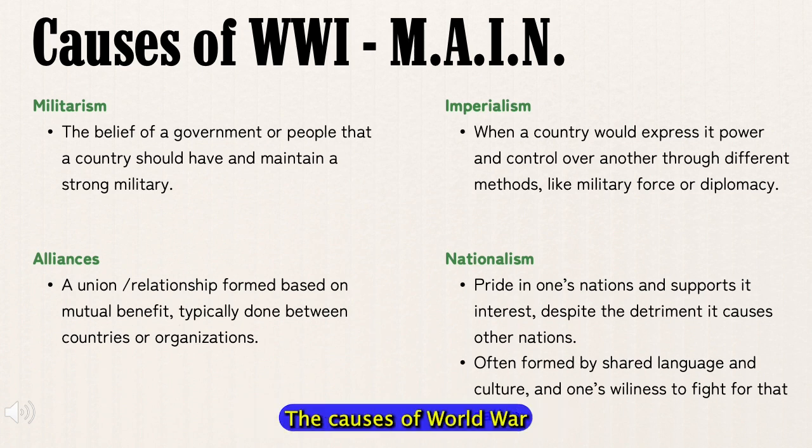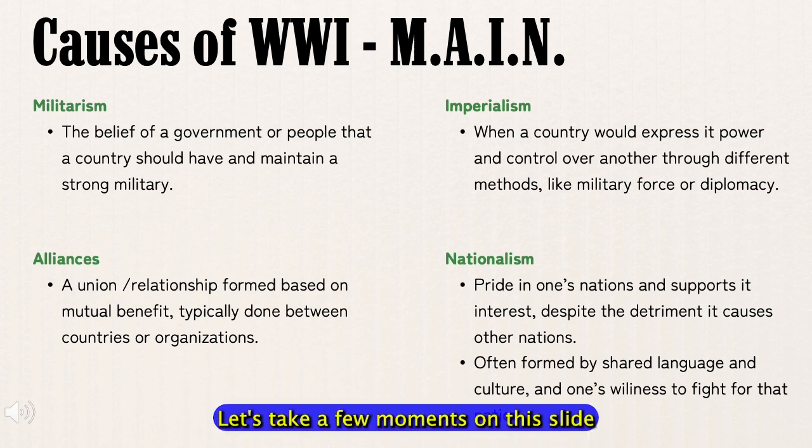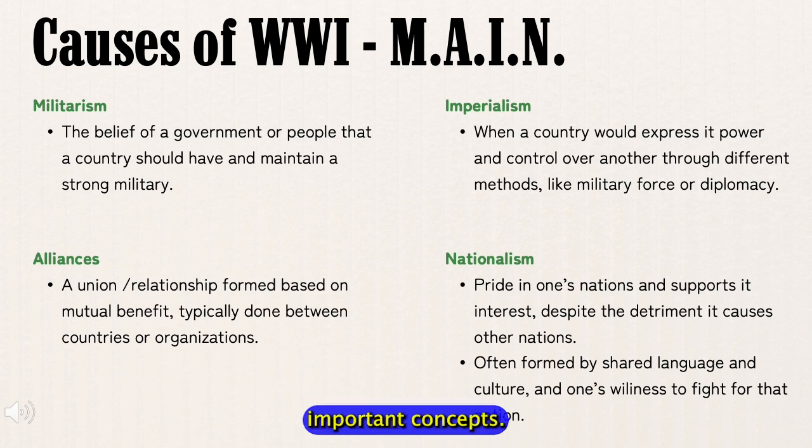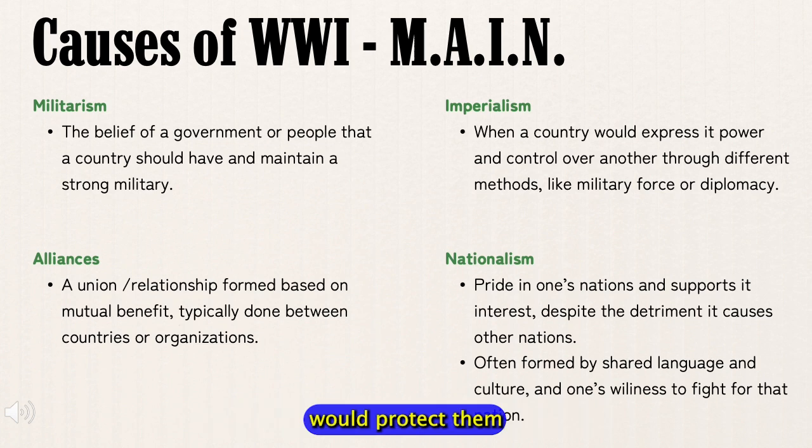The causes of World War I can be remembered using the acronym MAIN, which stands for militarism, alliances, imperialism, and nationalism. Let's take a few moments on this slide to review each of these important concepts. Militarism. Militarism is the belief that a country should have and maintain a strong military. Before World War I, many countries in Europe were building up their armies and navies. They believed having a powerful military would protect them and show their strength. This arms race created tension and made war more likely because nations were ready and willing to use their military forces.